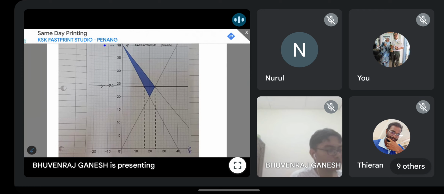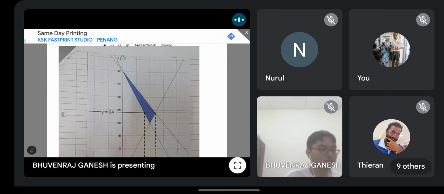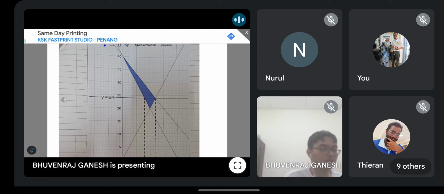Okay, so this is how it will look. Again, you see the criteria. They will check that both axes have a uniform scale, and that all the straight lines are drawn correctly. If it is a dotted line, it must be dotted; if it is a solid line, it must be solid. And of course the shaded region must be correct. Then you will get the marks, 4 marks. Usually drawing a graph is 4 marks.